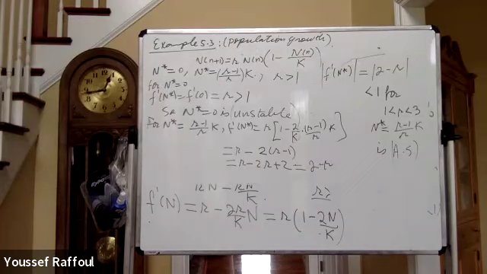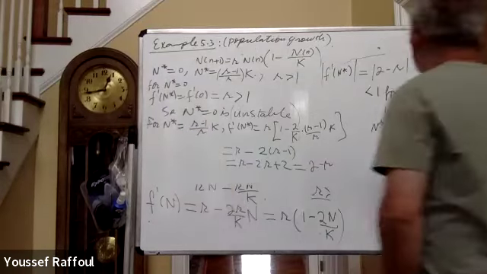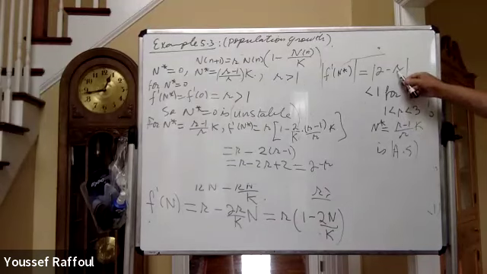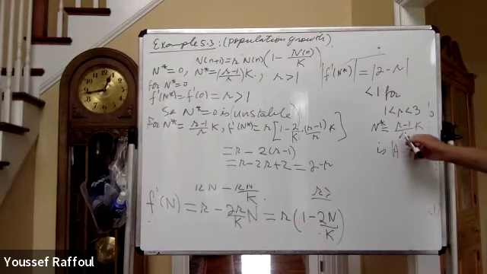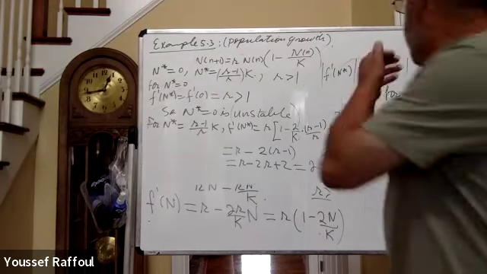Because if I let R go all the way, if I take R equal 4, that will be 2 minus 4 in absolute value. That will be 2, bigger than 1. That will be unstable. And then it's unstable if R is bigger than 3. All right.